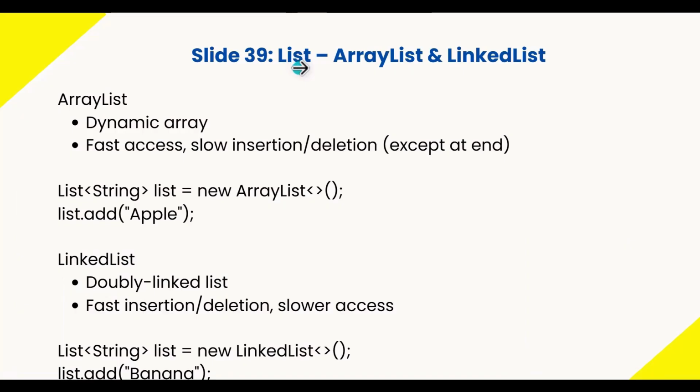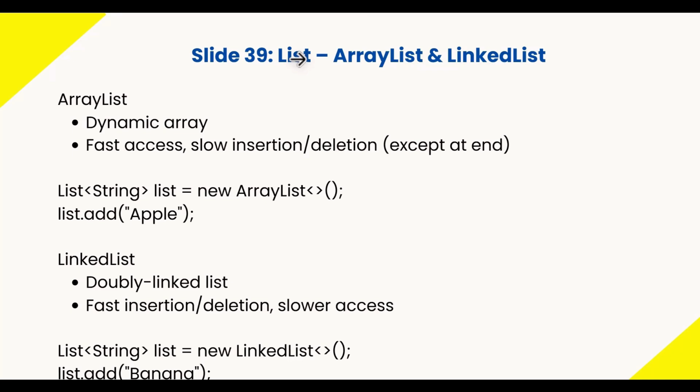Next is the List interface. In the List interface there are two classes, ArrayList and LinkedList. We know that List is an ordered collection. It means elements are stored in the order they are added. It allows duplicate values, and it is accessed by index, which means you can use indexes like list.get(0), so we will get the element at index 0.